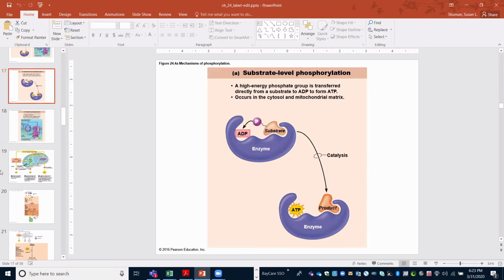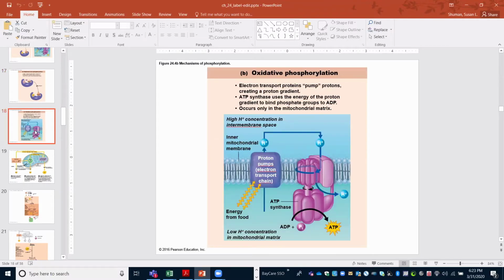All right. Then the next step, the other flavor, is oxidative phosphorylation. Oxidative means that we are going to use the electron transport chain. We only do this in the mitochondria.